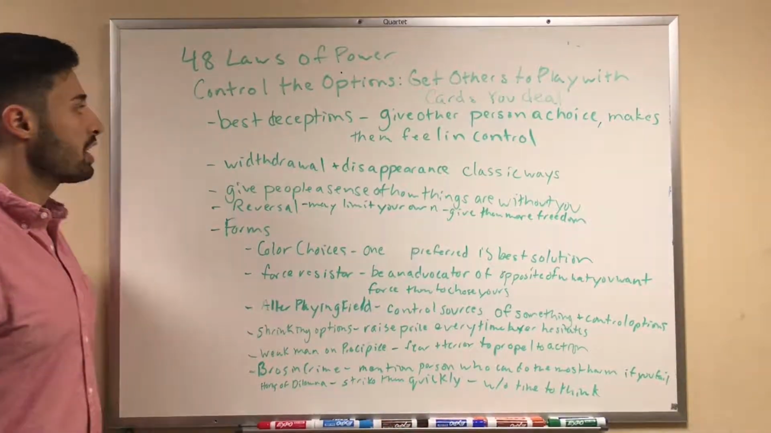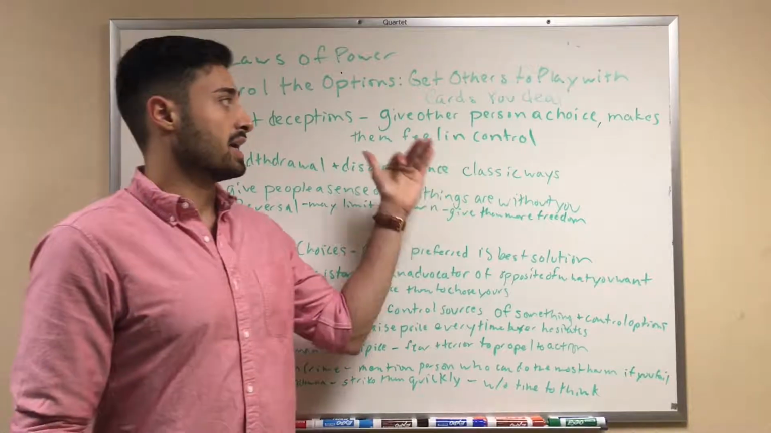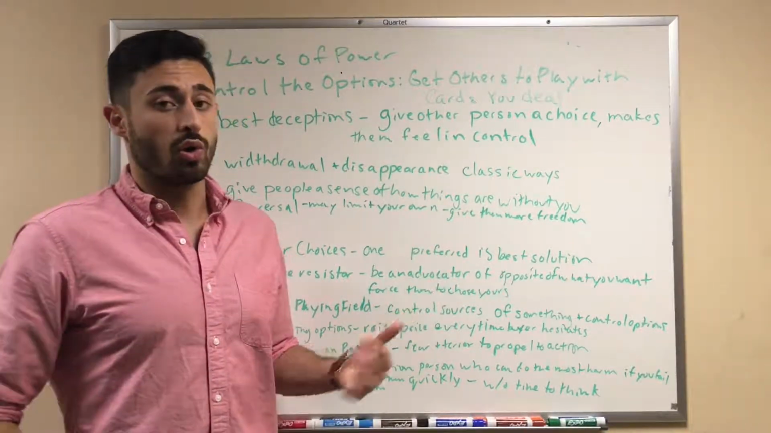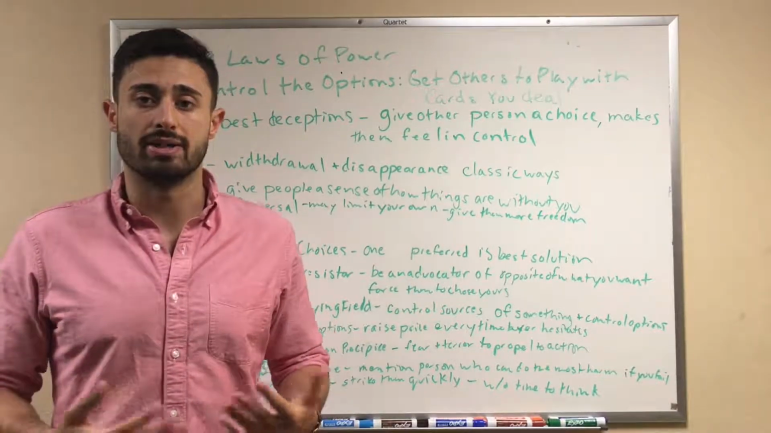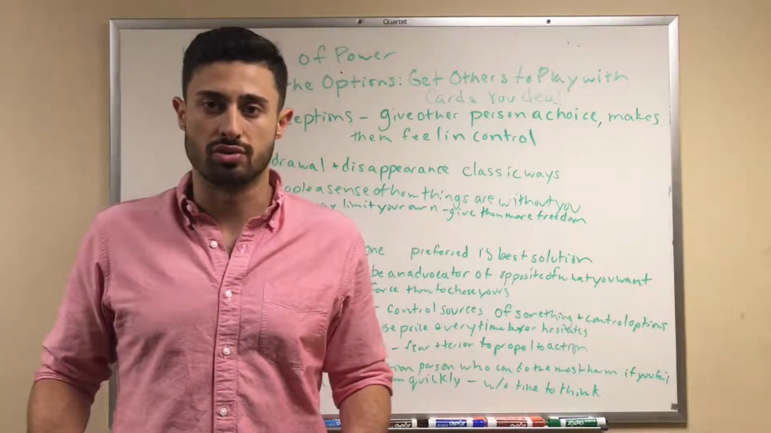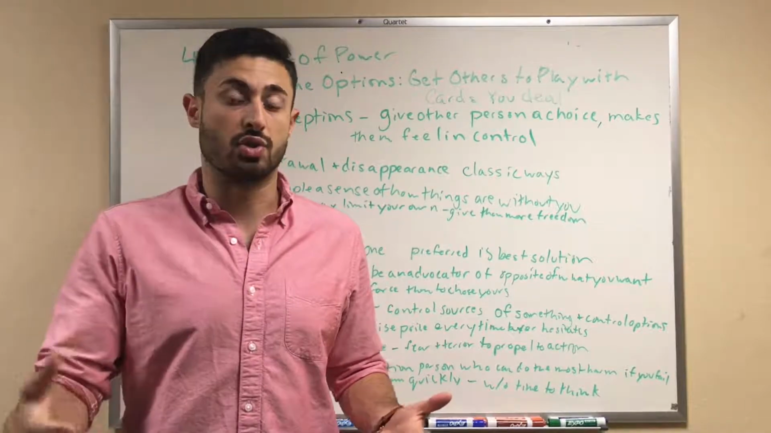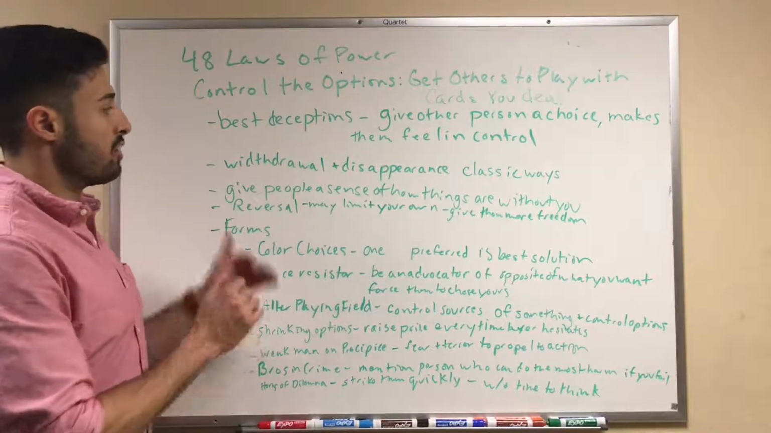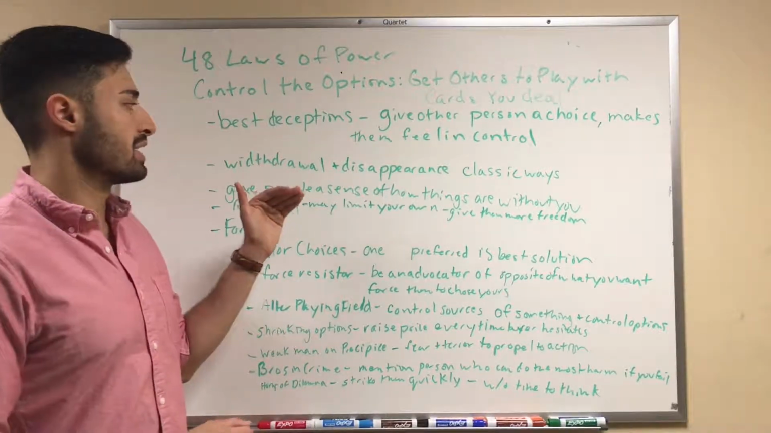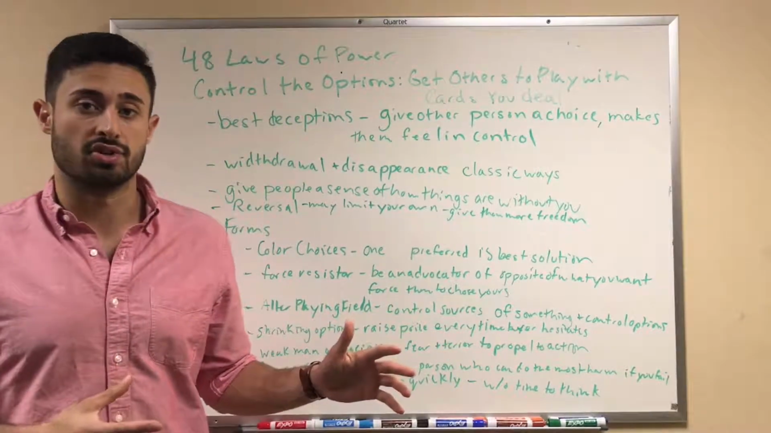So the best way to deceive someone is to give them a choice, or at least make it seem like they have a choice. It makes them feel like they are in control. It makes them feel like they have the freedom to choose, regardless of what the choices are. Okay? So a great way you can do this is by disappearing from a situation.